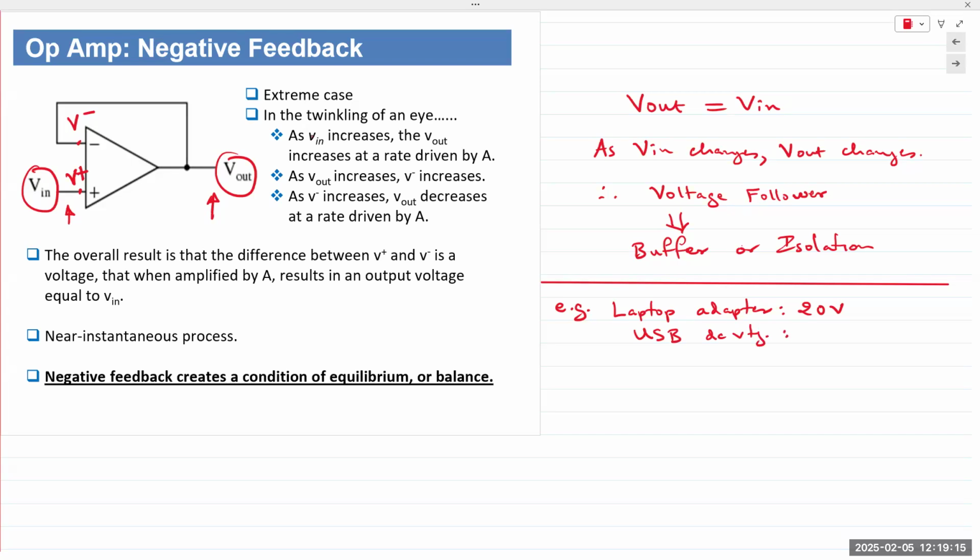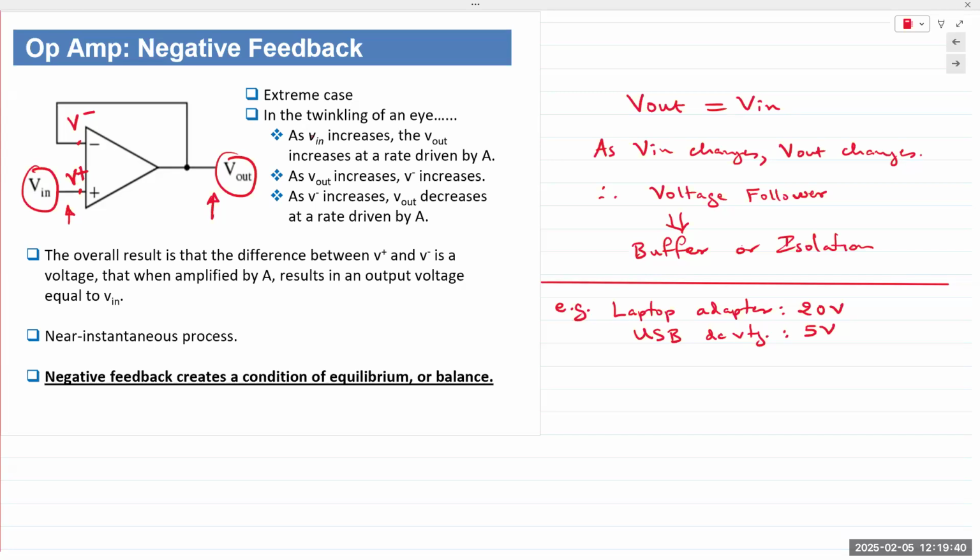It's a standard USB spec. That's why we are able to plug in a device in any USB port. 5 volts. Your desktop computers, your laptop computers, mobile phone chargers, everything is 5 volts. The current changes, but the voltage is always constant. Okay, that's a standard spec.